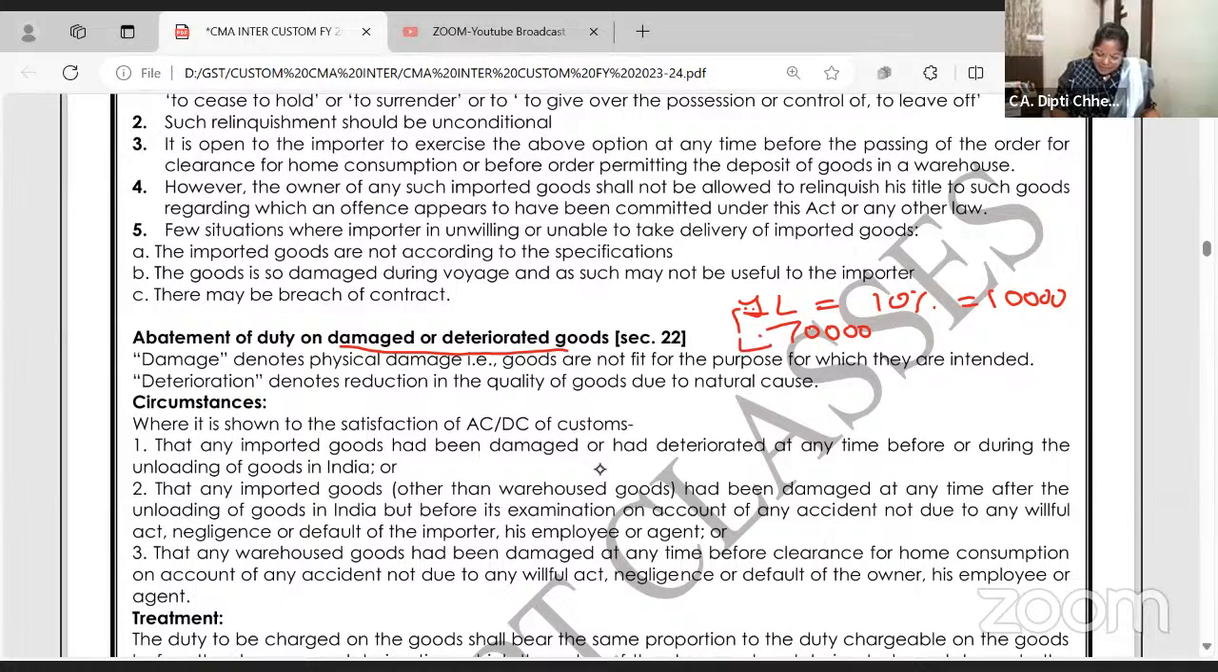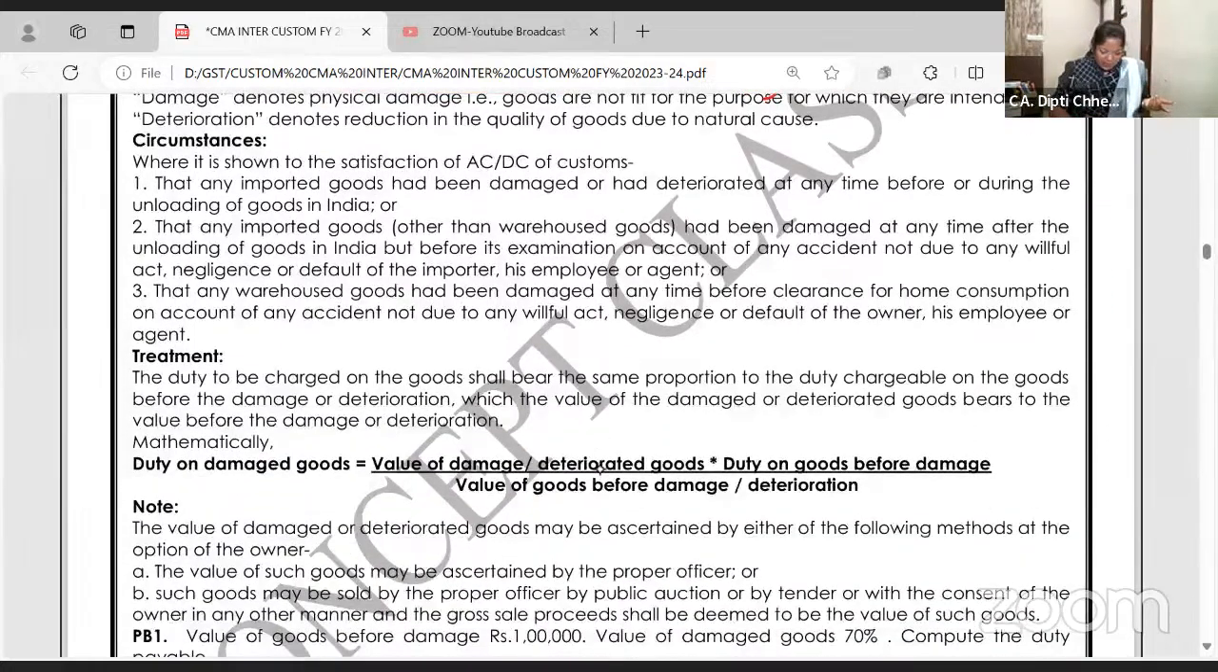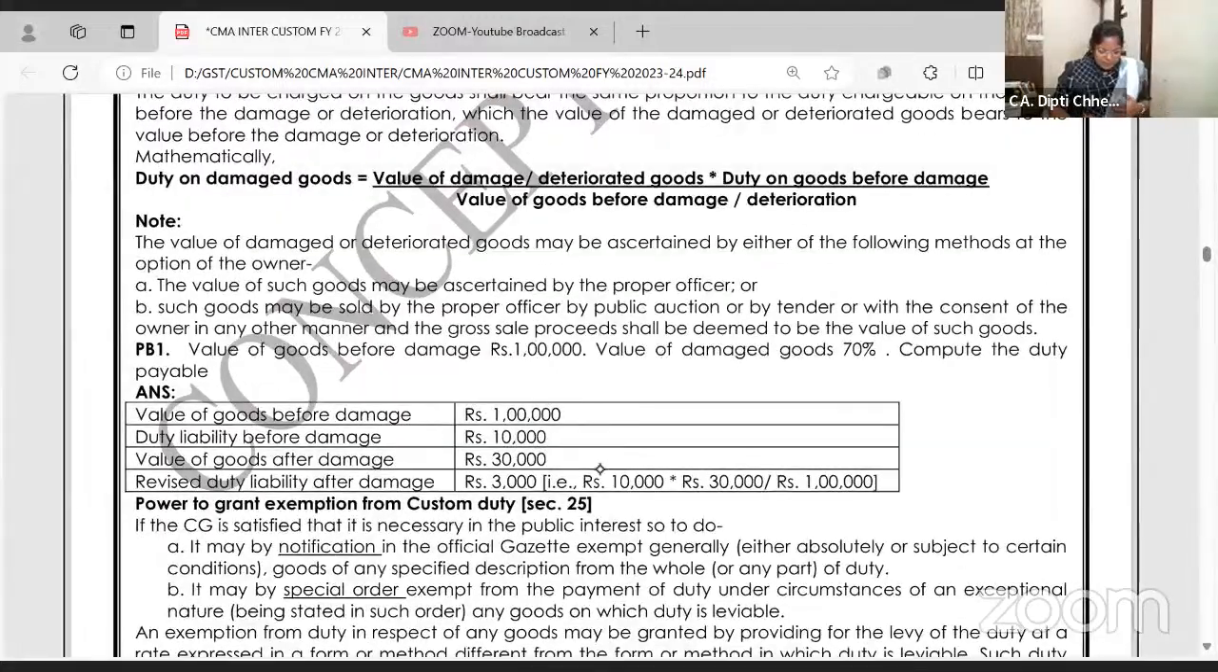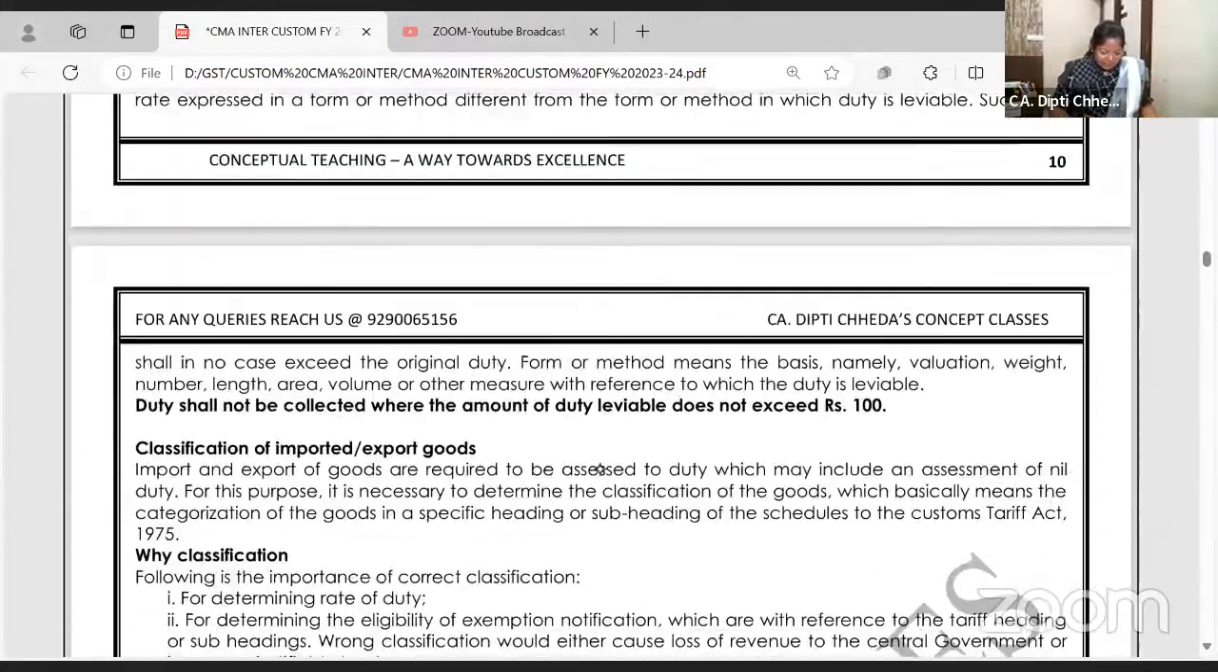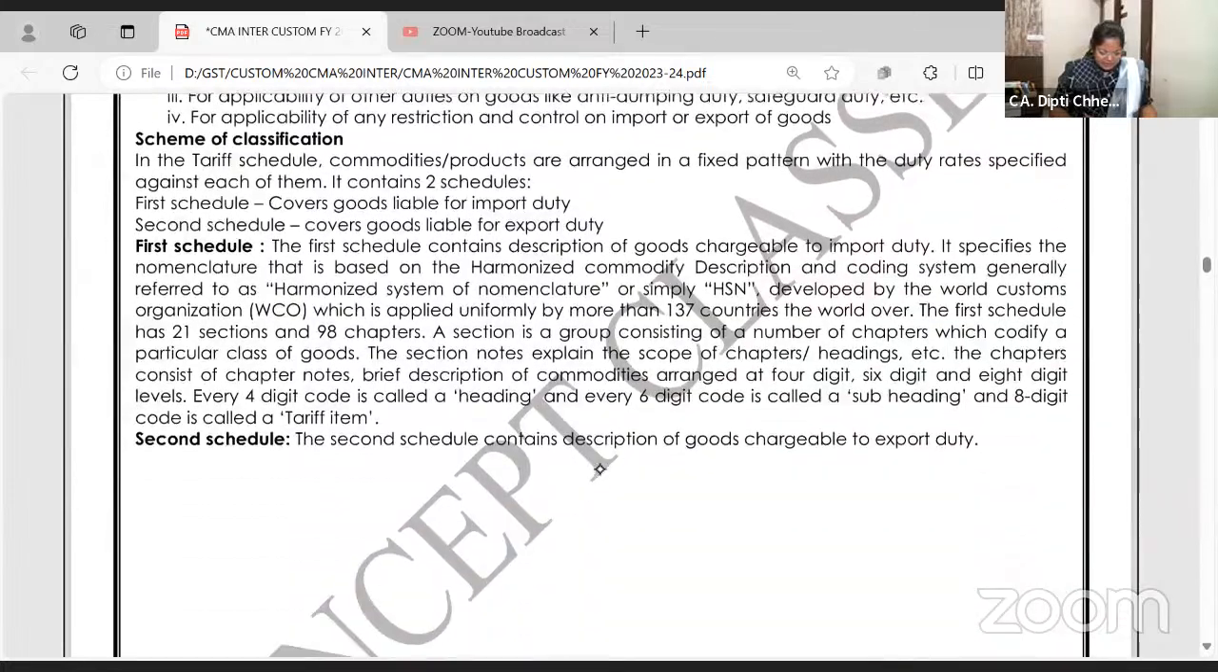So now if the goods' value has become 70,000, then what duty do I have to pay? That is 7,000. So can we get abatement? Abatement means reduction in the duty. Answer is yes. Okay, right. So that way we have done all this.